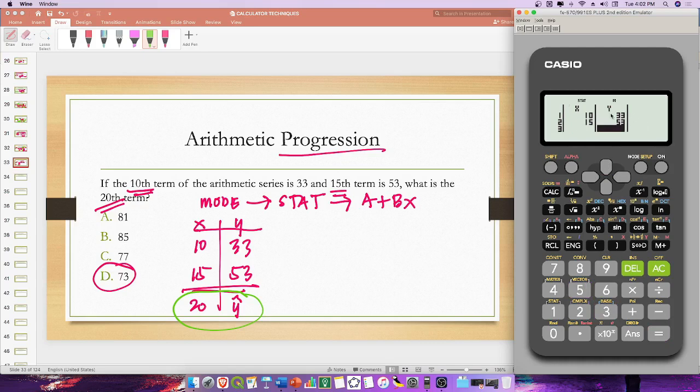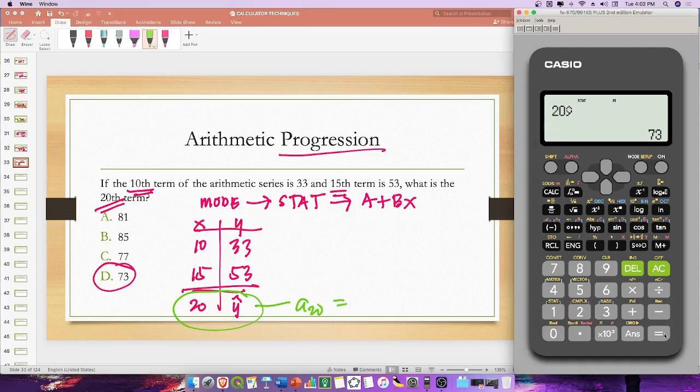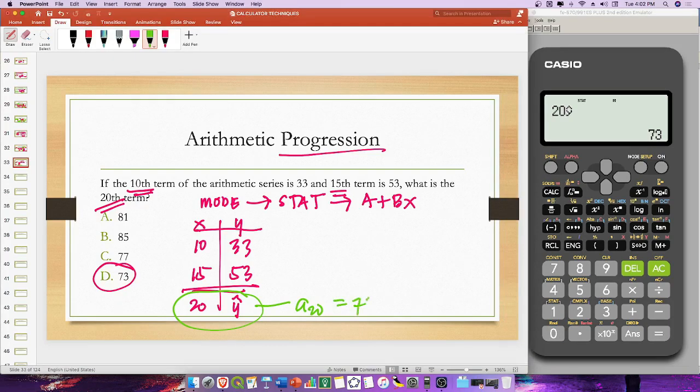Okay, after entering the values, press all clear, then shift, go to stat, and go to regression. Okay, and then look for y hat. So this is y hat. And then put your cursor before the y hat and input 20. So that's 20 y hat. So 20 y hat is your A20, or the 20th term. So press equal sign. There you go. So you have 73.